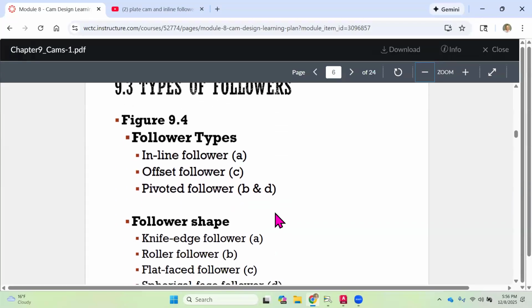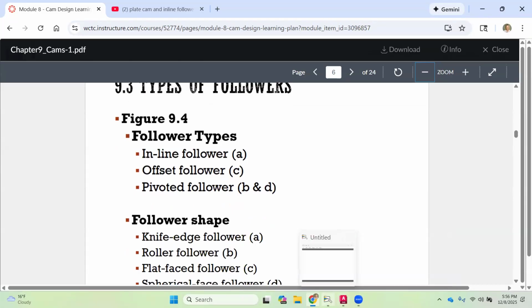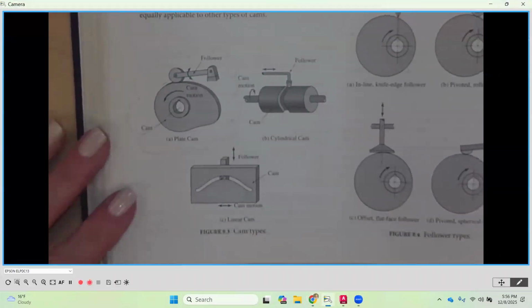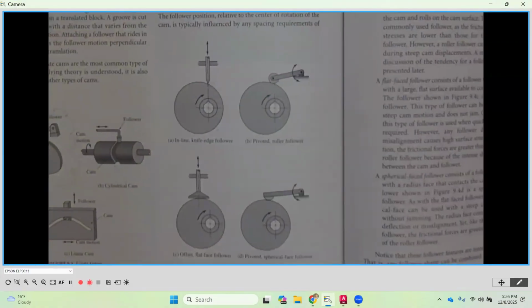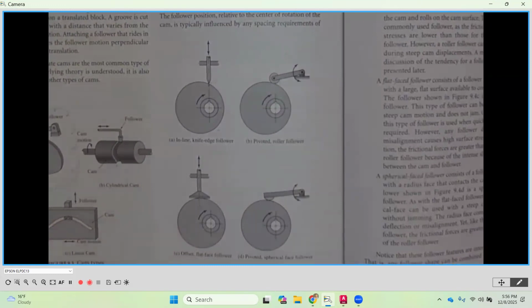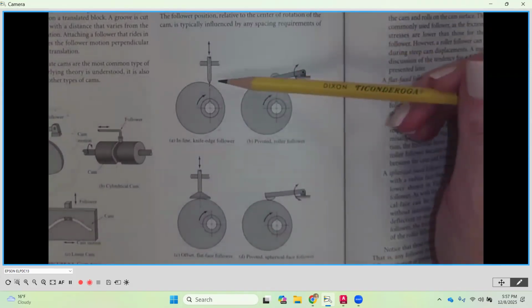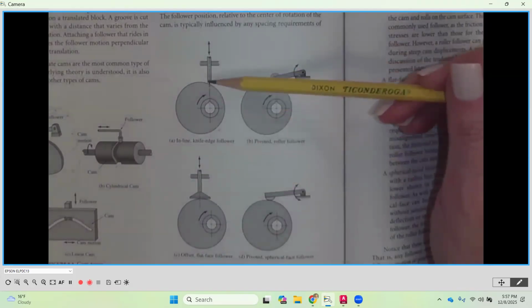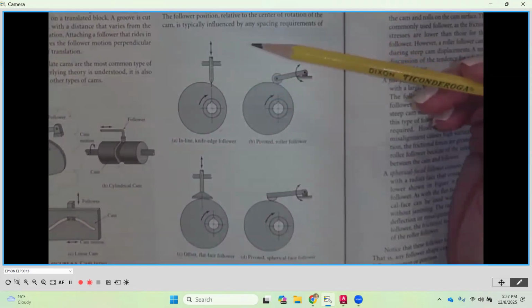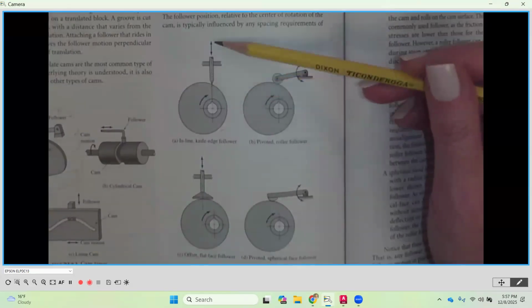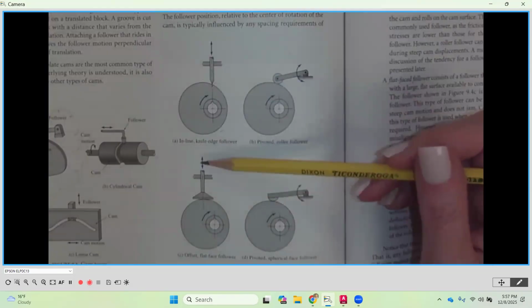Now there's different types of followers as well. So if we look on that very same page over to the right, we're going to see a couple different types of follower arrangements. Now, first of all, we're going to look at the follower motion. The follower motion can either be linear. Okay, so in the case of the two that are on the left-hand side here, the followers are going vertically, but they could go horizontally as well. They don't have to go vertically, but in this orientation, they're vertical, and so is this one.